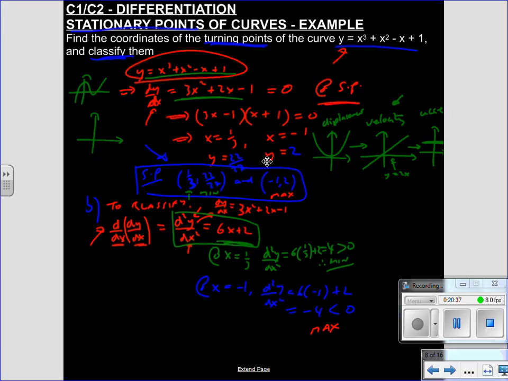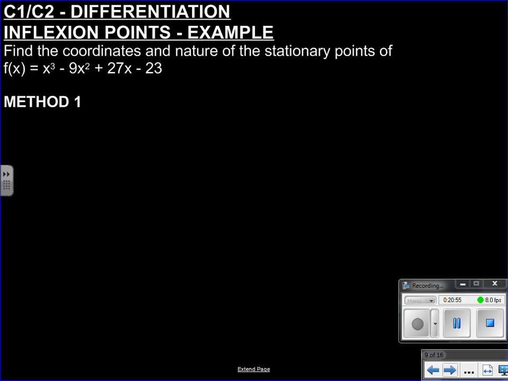Okay, so that is our final answer there when we write down our stationary points and we classify them. And we classify them by looking at inequalities like that. So it's the opposite of what you'd expect. If it's more than 0, it's a minimum. If it's less than 0, then it's a maximum.